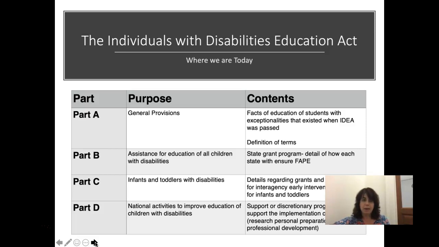Part B is what we talk about, which provides us guidance for students with disabilities for ages 3 to 21. Part C is for infants and toddlers with disabilities. So that's your Individual Family Services Act, so your IFSPs. And then Part D talks about national activities to improve the education of children with disabilities. So that's going to have support programs, teacher preparation, professional development, things like that. For the most part in this course, we're going to be focusing on Part B.